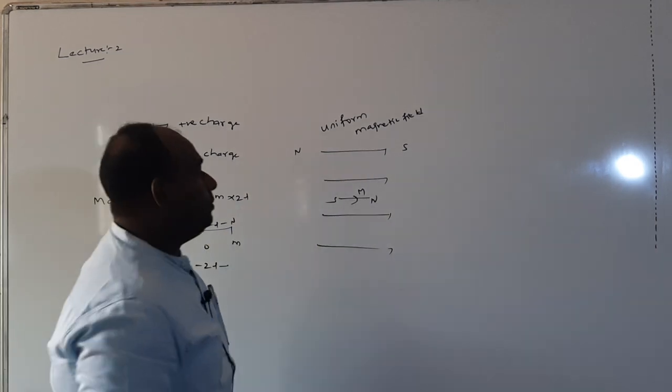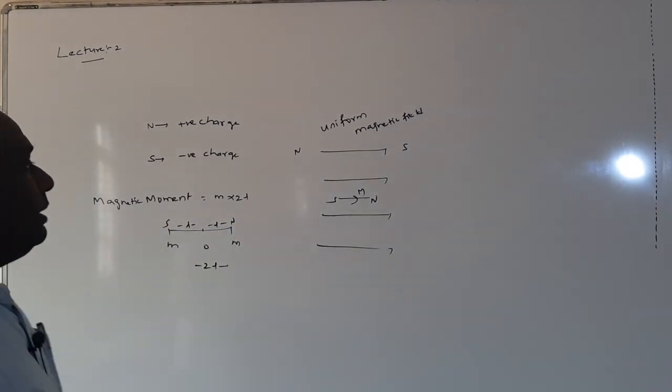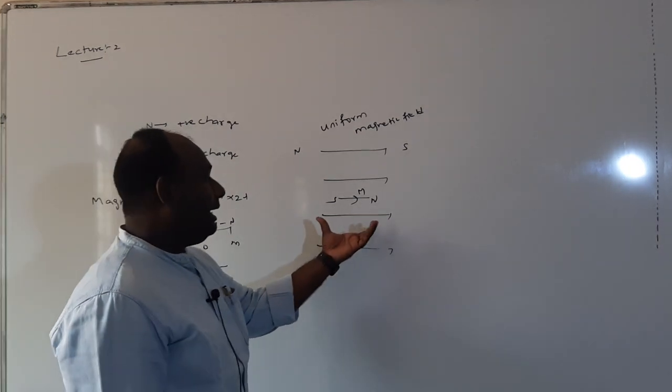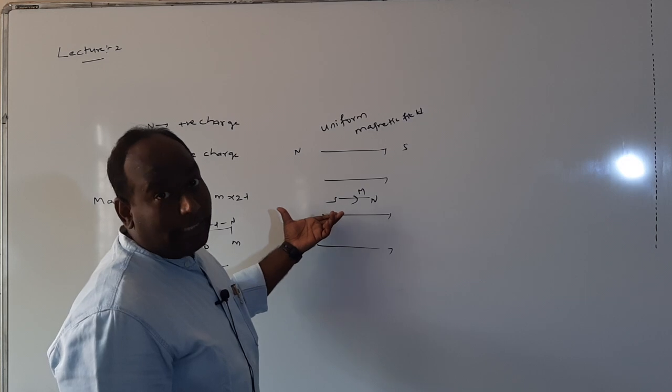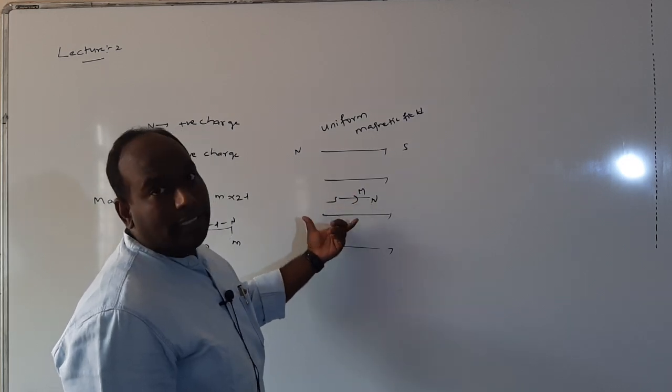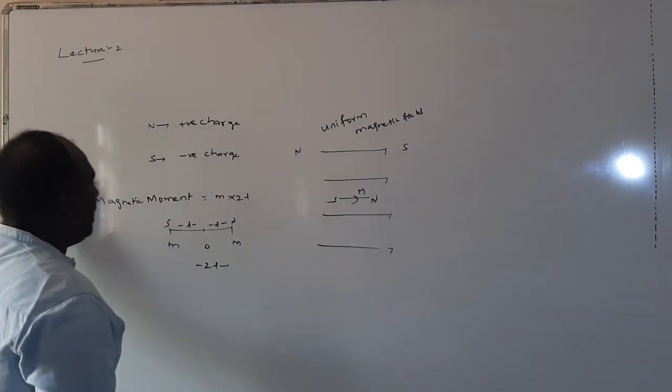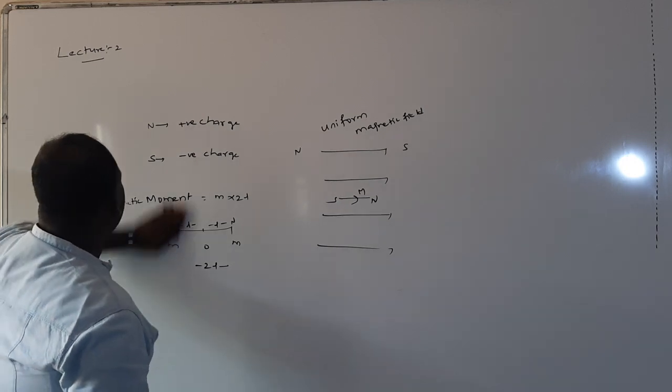So what I am going to do? This is about the introduction. If I place a dipole in a magnetic field, due to attraction of unlike poles, this magnetic needle is in equilibrium position. Now the concept of the lesson starts today.